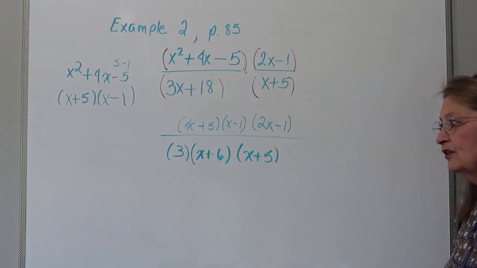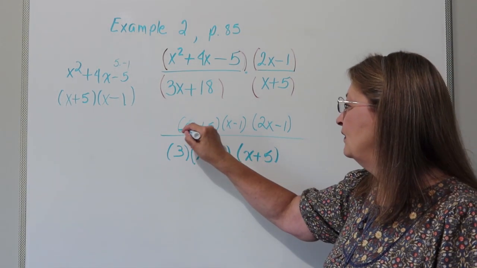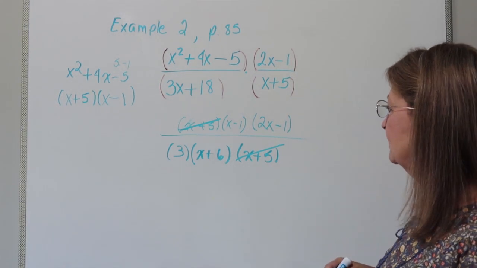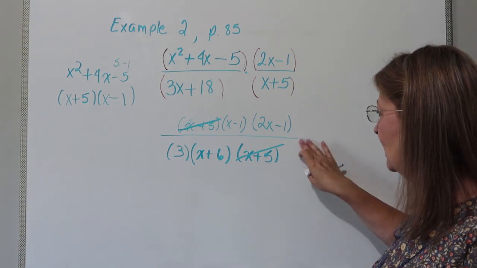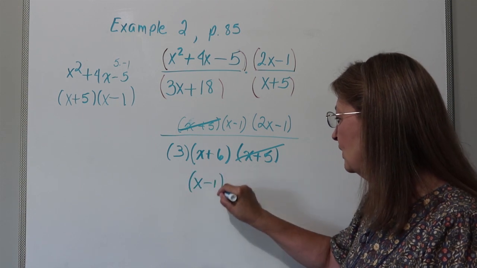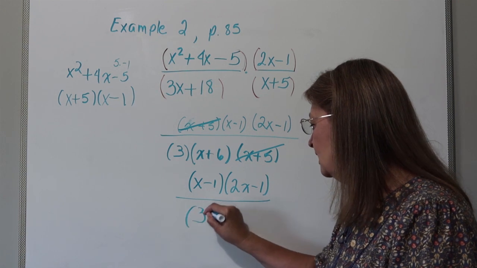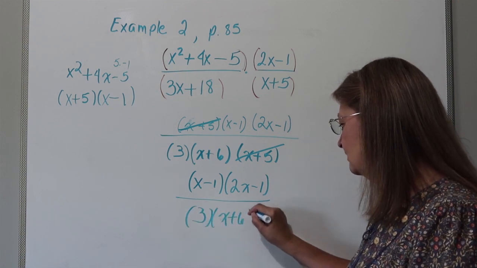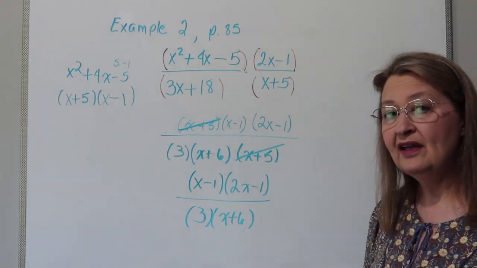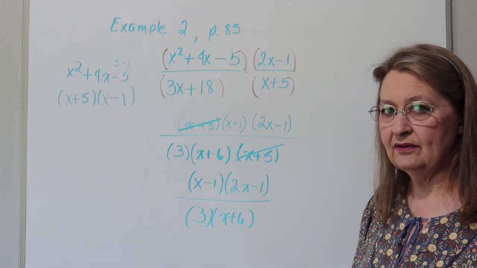Everything is fully factored, so all I need to do now is cancel out the things that match. Well, this x plus 5 matches this one. They divide out to be 1, which I don't have to consider anymore. Nothing else matches. So your simplified version of this is going to be x minus 1 times 2x minus 1 in the numerator and 3 times x plus 6 on your denominator. All we managed to do was cancel out these two factors, but if you hadn't factored your original expressions, you wouldn't have been able to cancel those out.